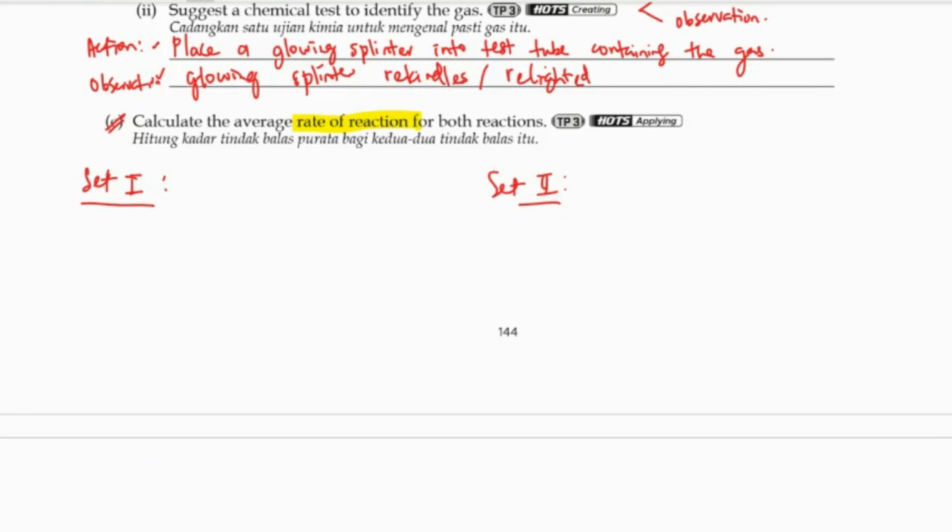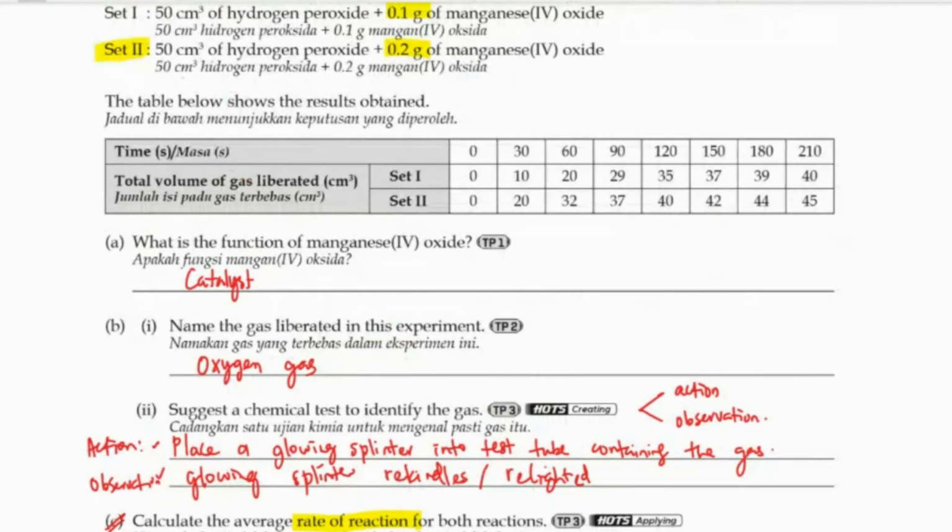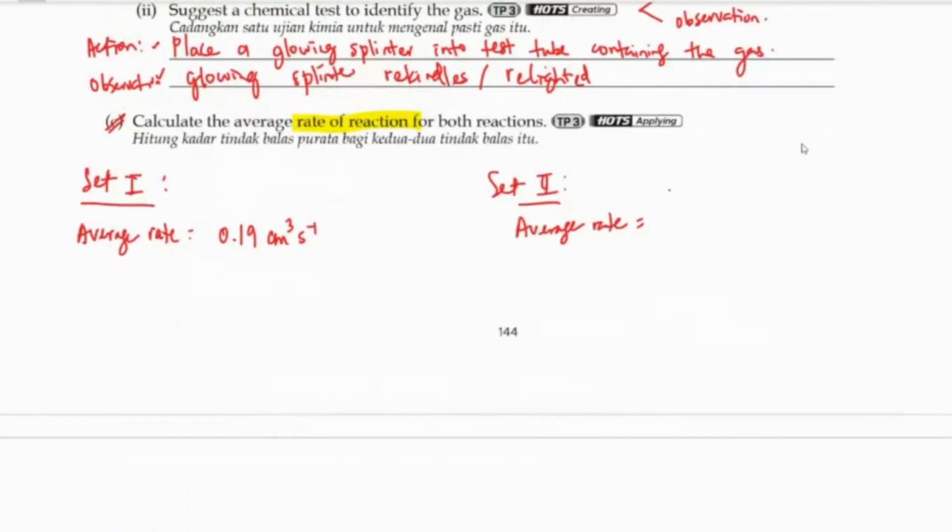Class, for set 1, what is the value of the average rate of reaction? You get 0.19 cubic centimeter per second. Let me check. Set 1, yes, is correct. Set 2? Volume is 45, time is 210. So it's 45 over 210. It is 0.21 now.